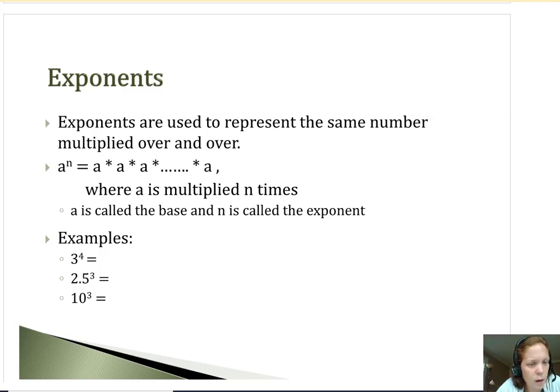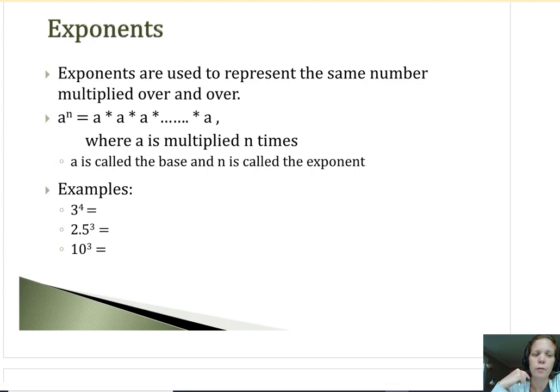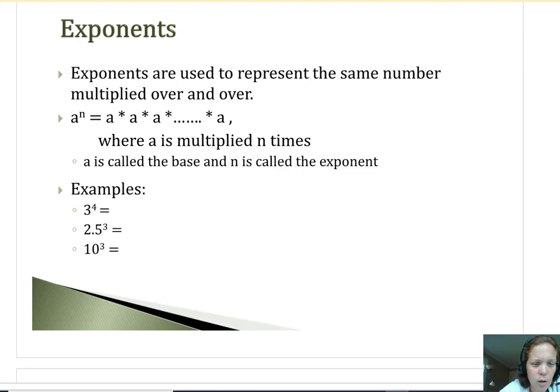Another operation that we're going to start using are exponents. So exponents are a short way to show that we're multiplying the same number over and over and over. So if we have like 3 times 3 times 3 times 3 times 3, however many times you multiply it, it's going to be 3 to that power. So a little bit of lingo. A we call the base, and n we call the exponent, or sometimes power.